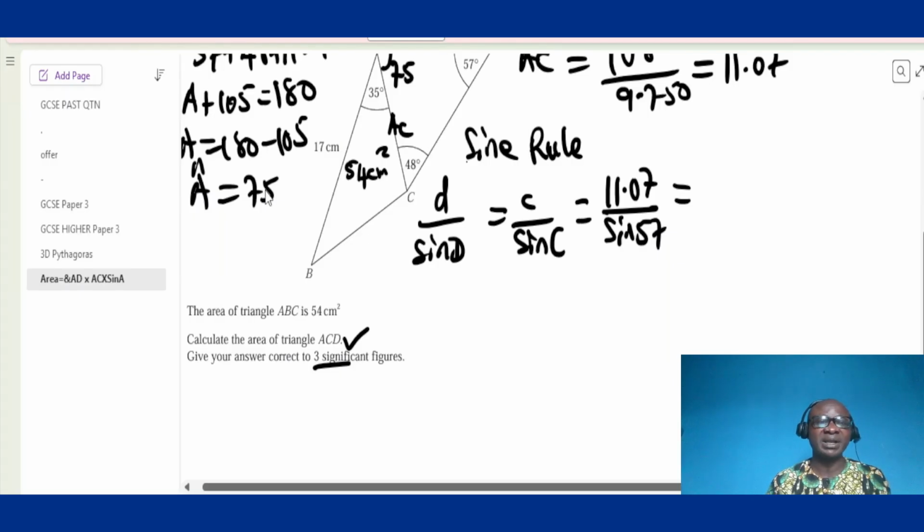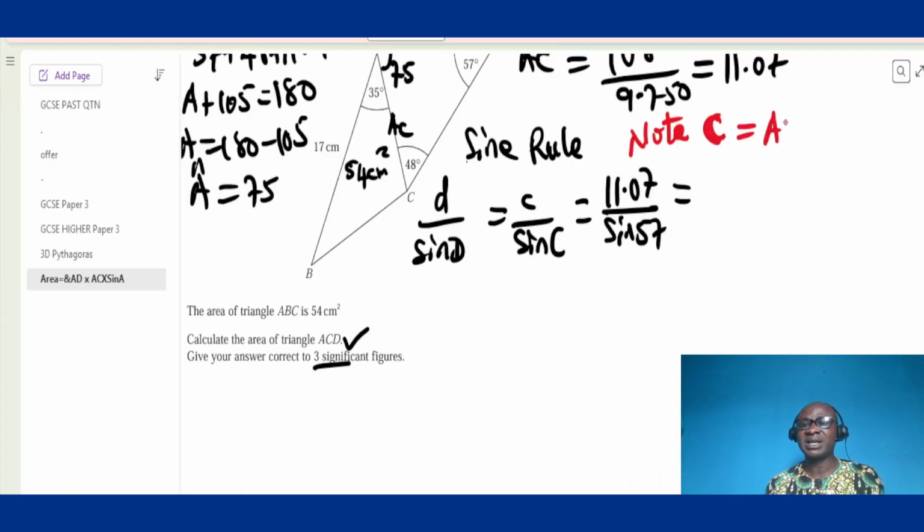Note very importantly that C, small letter C here, is referred to as the length of AD. Okay, so if that is understood, we move on. Therefore, I continue from here.